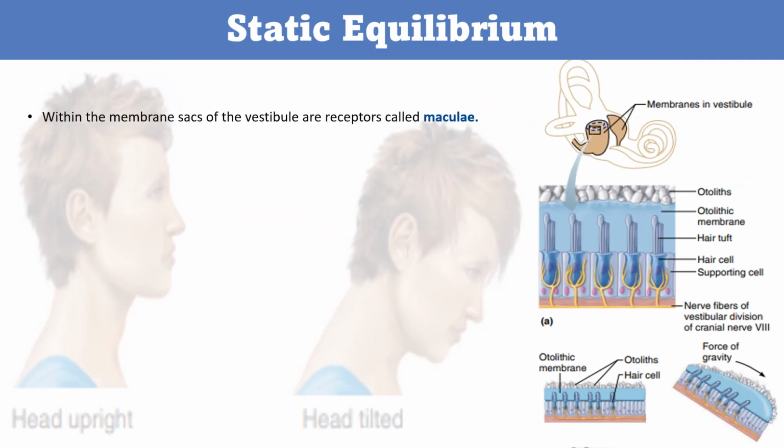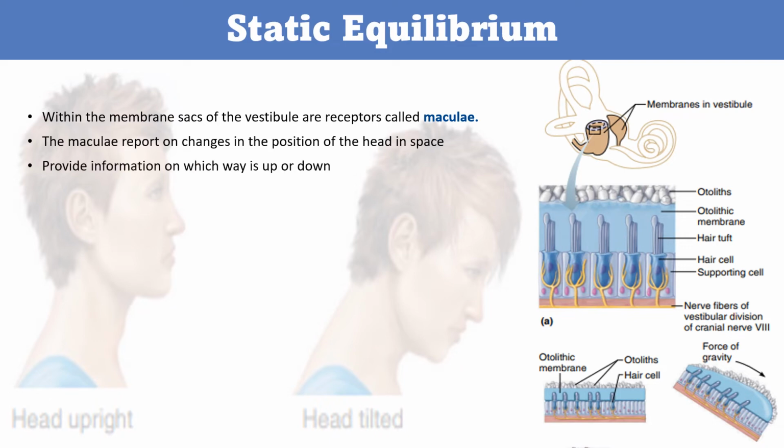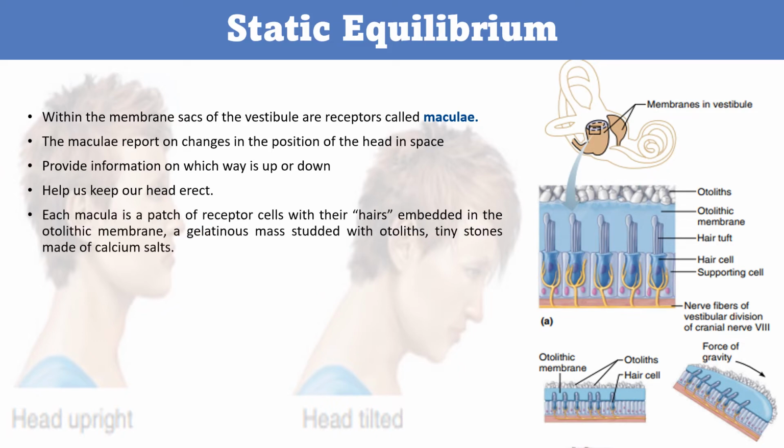Static equilibrium. Within the membranous sacs of the vestibule are receptors called maculae. Maculae report on changes in the position of the head in space. They provide information on which way is up and down, helping us to keep our head erect.